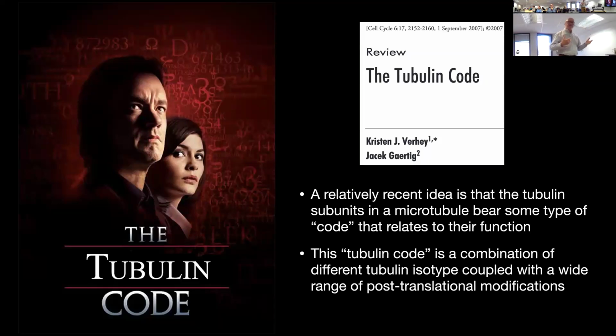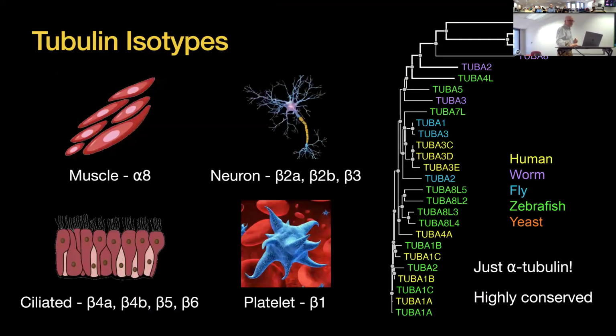And this tubulin code is a combination of 2 different things. One is different tubulin isotypes, okay, of alpha and beta. And the second is this range of post-translational modifications. Okay, and we'll talk a bit about both of those pieces now. Okay, so tubulin isotypes in humans, we have 8 to 9 isotypes of both alpha and beta. We know that some of them play specific roles. For example, in muscle cells, we see a lot of alpha 8. In neurons, we get a lot of the beta 2 family as well as beta 3. Ciliated cells, again, have a different set, and platelets tend to feature beta 1.